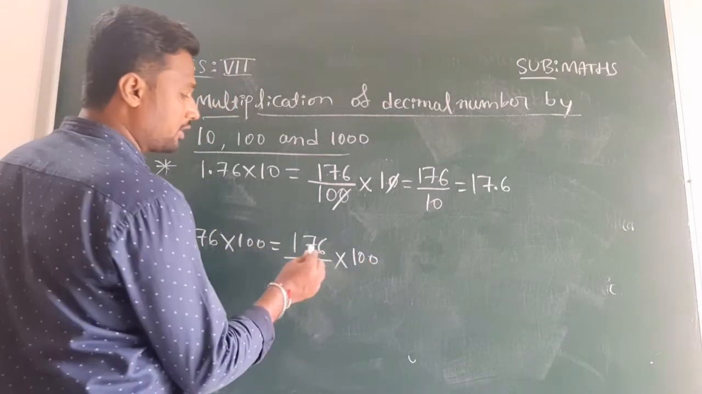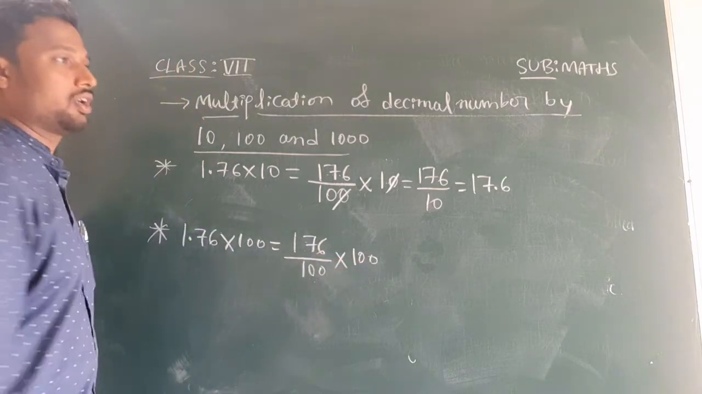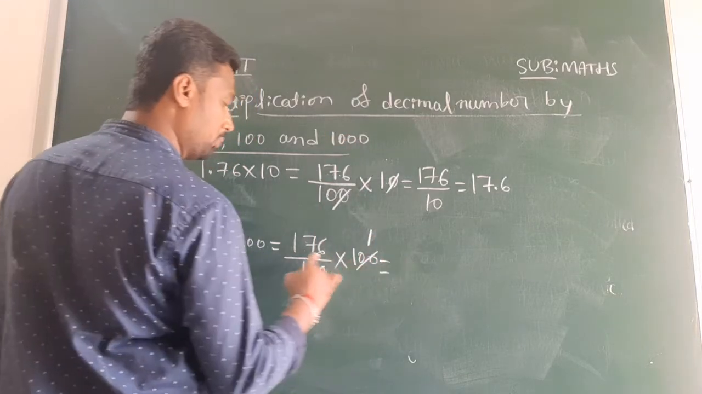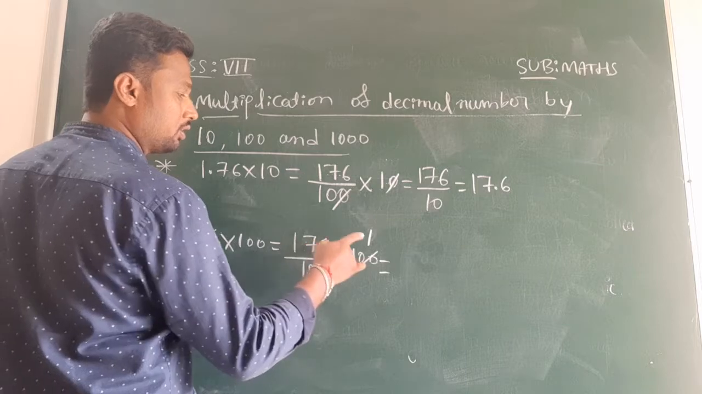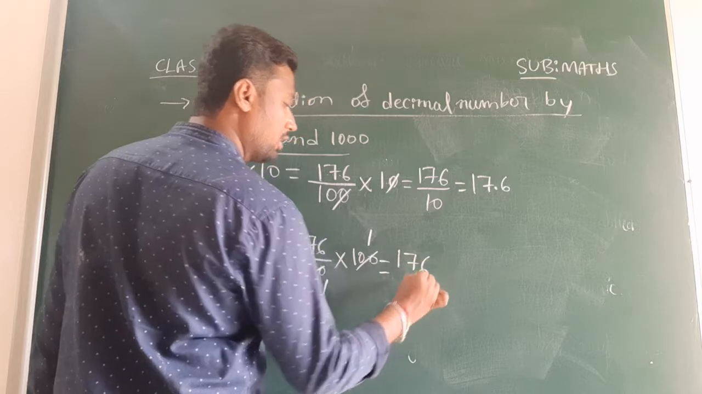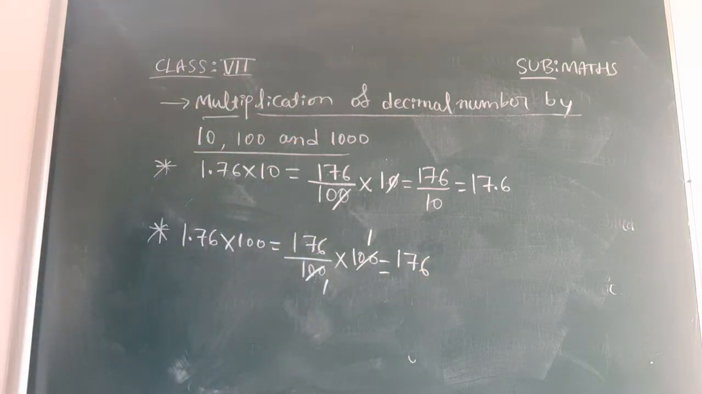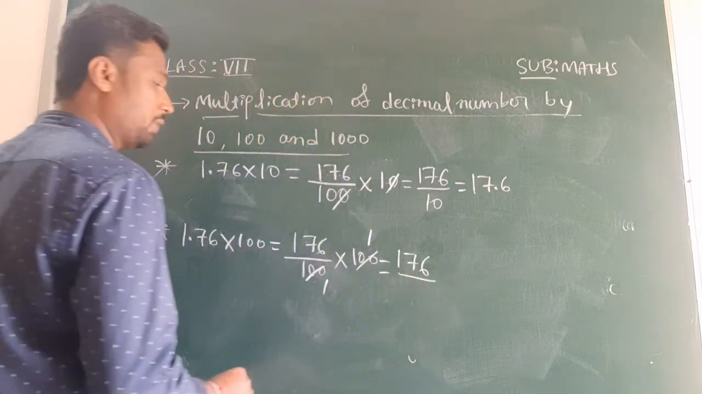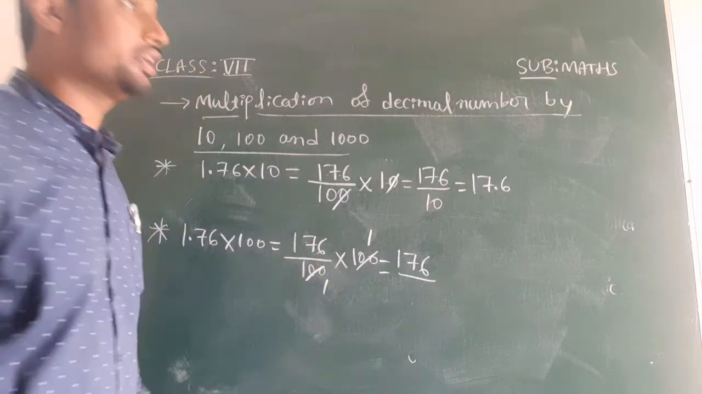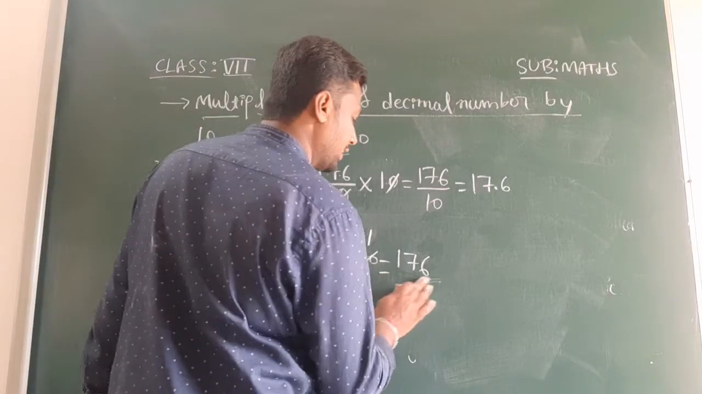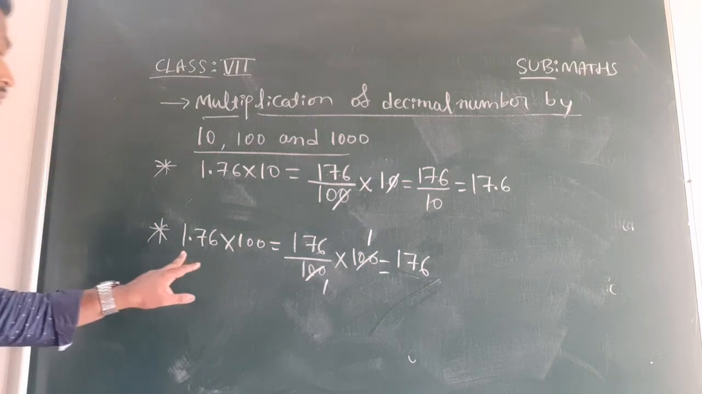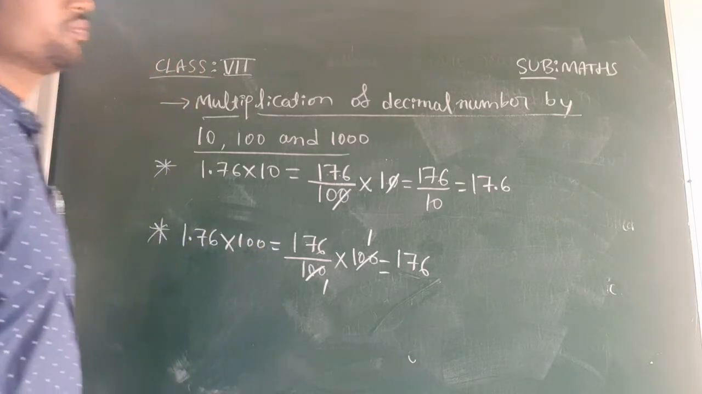So now we can cancel these two values by the denominator value 100. So now here 100 ones are and here 100 ones are. So now we can multiply. Here we have 1 in numerator. So 176 into 1, what do we get? 176. 176 divided by, in denominator what you have? 1. So if you have 1 in denominator, no need to mention that. Just you can write it as 176. Okay, so this is the answer we got when you multiplied 1.76 into 100.